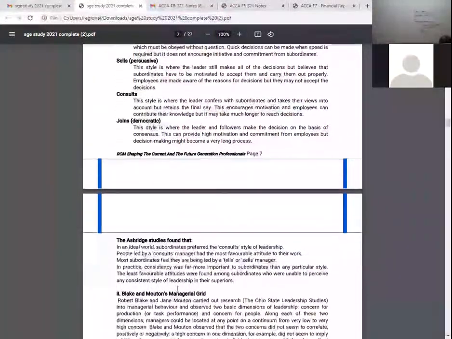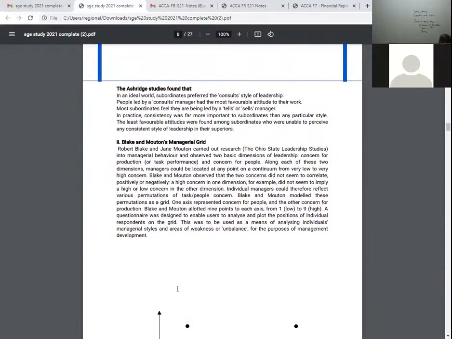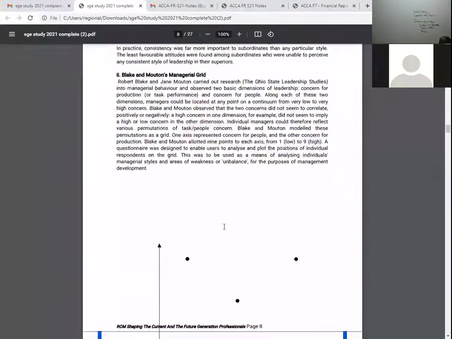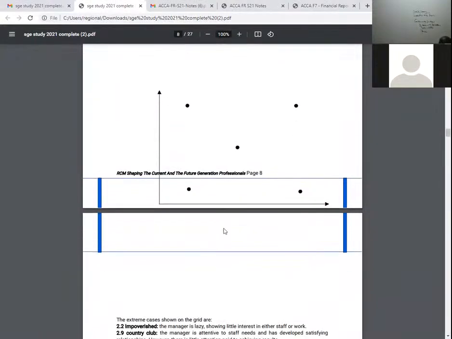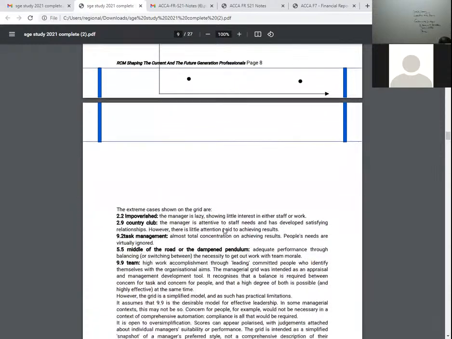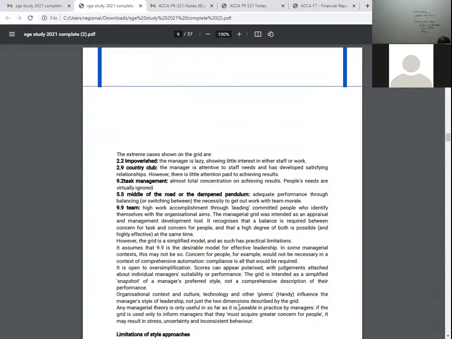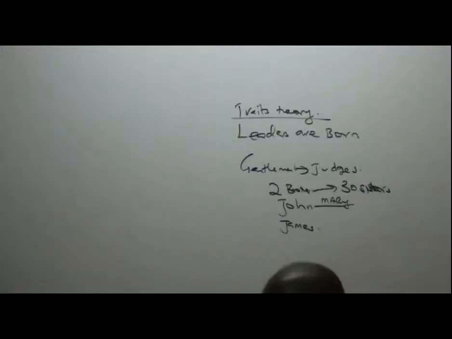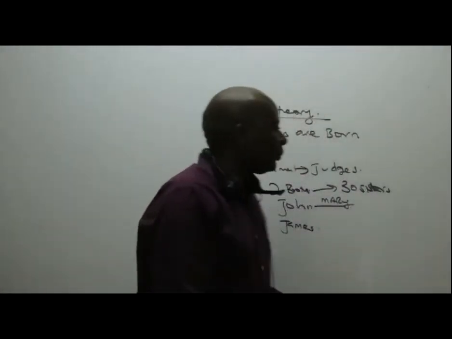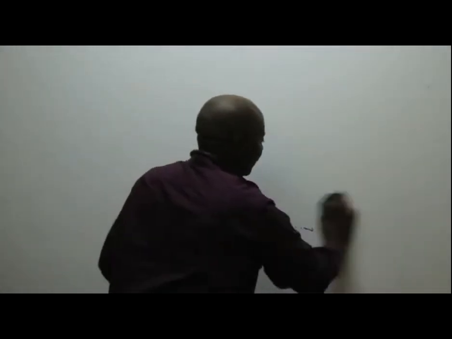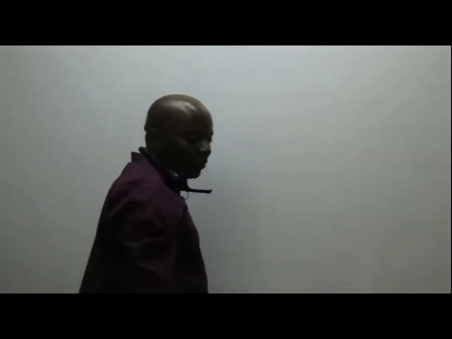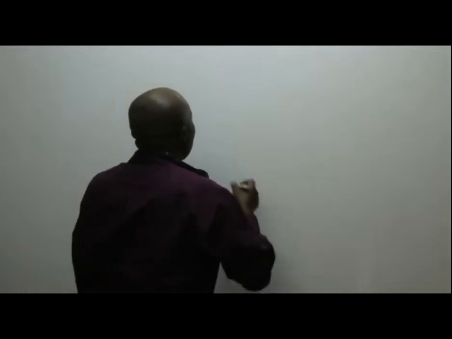Which now takes me to the next model, which is called Blake and Mouton's managerial grid. This managerial grid is so important to me. I'm able to remember this managerial grid very, very vividly. So basically, ladies and gentlemen, what we shall do is to have our grids under Blake's model. So we shall have our grid here.